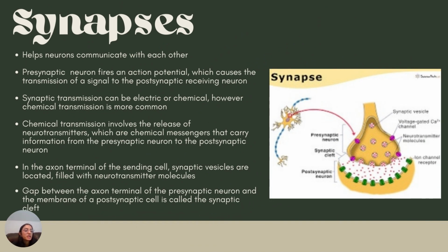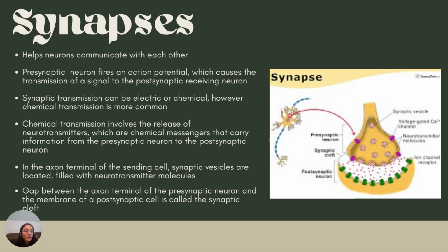Neurons communicate with each other at junctions called synapses. At the synapse, the presynaptic neuron fires an action potential, which causes the transmission of a signal to the postsynaptic neuron receiving it. Synaptic transmission can be electric or chemical. However, chemical transmission is more common.